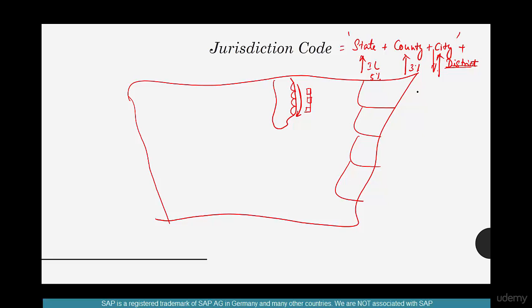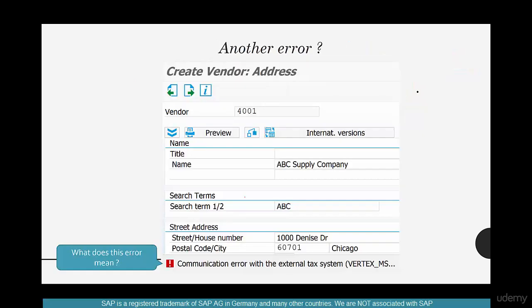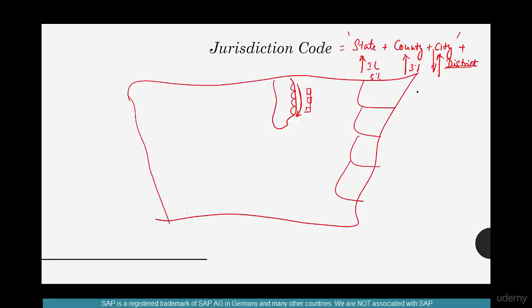Because there are so many different jurisdictions, there are different ways in which these jurisdiction codes are automatically computed in SAP based on the address you entered. That can happen when there is an external system providing the jurisdiction code based on the address entered. And that's why you see an external tax system communication failed error. Now, we don't need to bother about jurisdiction codes in a test system, right?